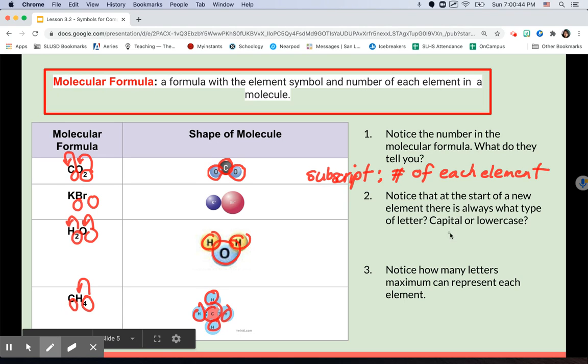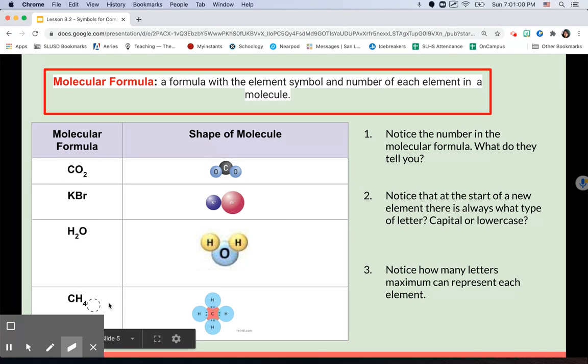All right, so the next thing I want you to notice is how can you tell whether there's a new element in the formula, right? Is it shown by a capital letter or a lowercase letter? So go ahead and look in these formulas again and see if you can tell, how can you tell there's the start of a new element?